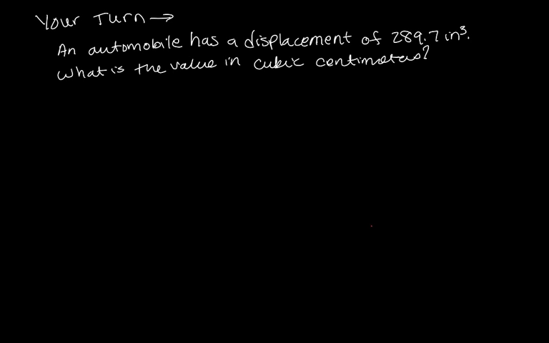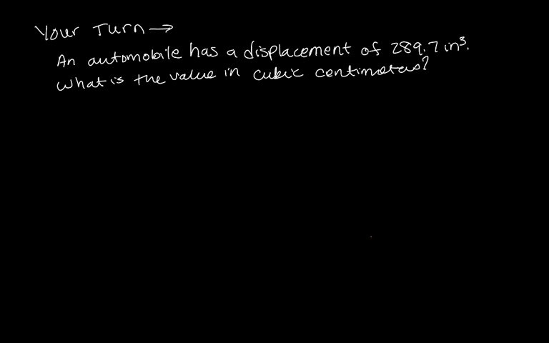Well, it seems that an automobile has a displacement, which is a measure of the size of the engine, of 289.7 cubic inches, which is a unit of volume. What is the value in cubic centimeters? So it looks like we're going from English to metric unit, so we will use a table. And in our table, we have that 1 inch is equal to 2.54 centimeters.